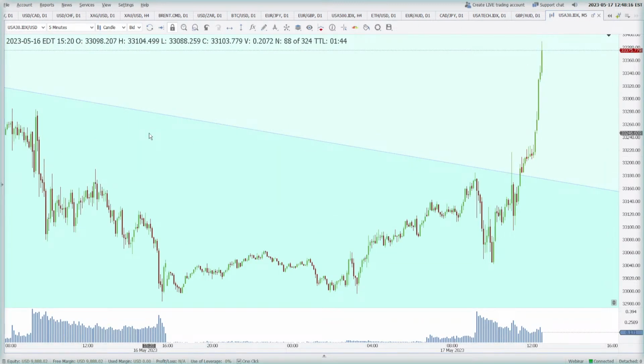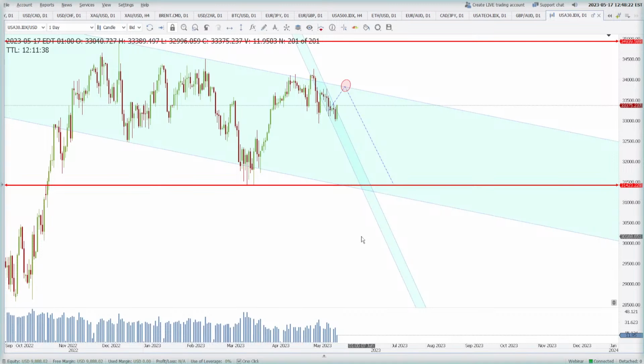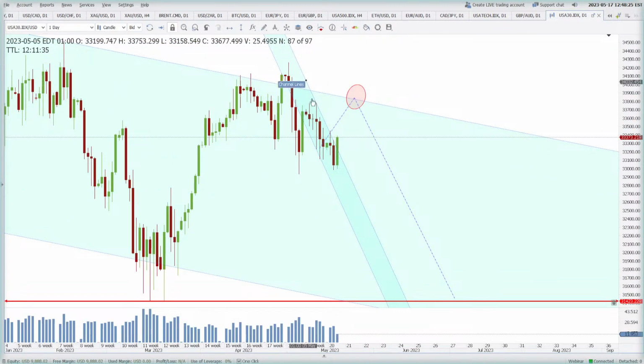Last is the Dow Jones. Well, Dow Jones is performing very, very nicely right now. It is breaking to the upside from this falling channel which we had created on the daily, and now it looks like it is going to hit this 33,823 area, which will be another opportunity for you to go short.